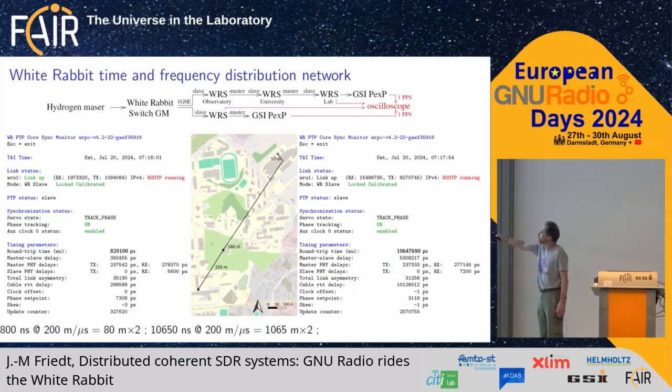So this is my first antenna array, X310, two antennas located over here. And then we have the Besançon Observatory located over here, 600 meters away. 600 meters is 3 microseconds in an optical fiber. But again, White Rabbit is compensating for the time of flight. And we have our high accuracy timing capability at the Besançon Observatory.